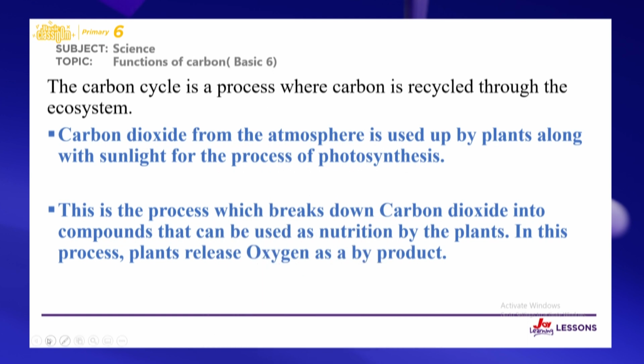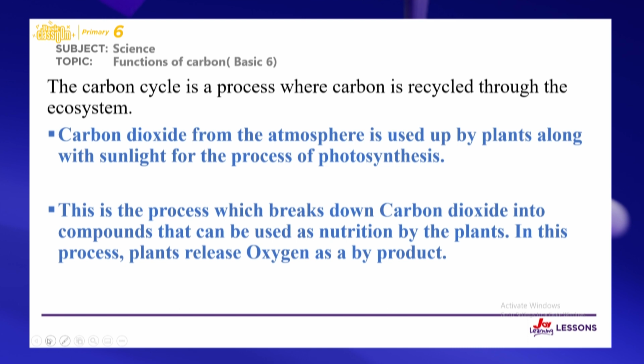The carbon cycle is the process where carbon is recycled through the ecosystem. All right, so the process whereby carbon is circulated through our environment is what we call the carbon cycle. And it ensures a regular supply of carbon, or carbon dioxide, in the environment. Carbon dioxide from the atmosphere is used up by plants along with sunlight in the process of photosynthesis. This is the process which breaks down carbon dioxide into compounds that can be used as nutrition by the plants.